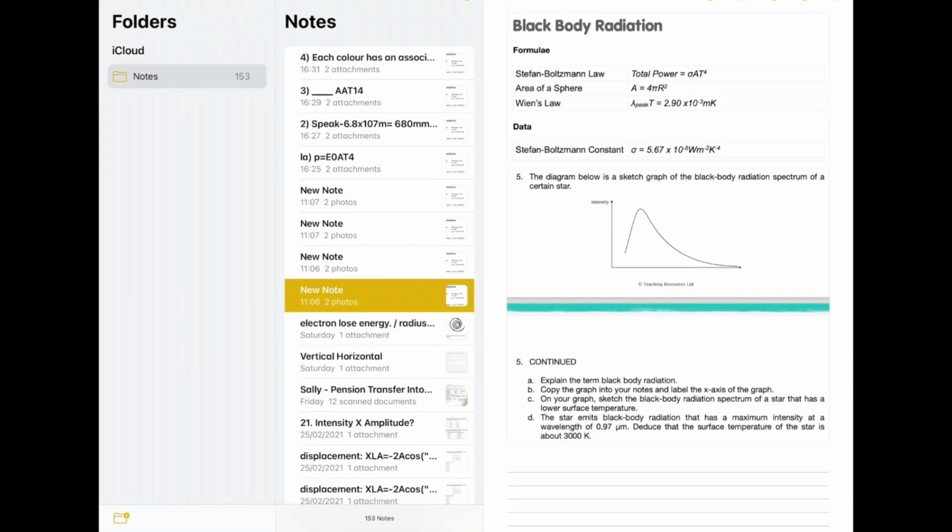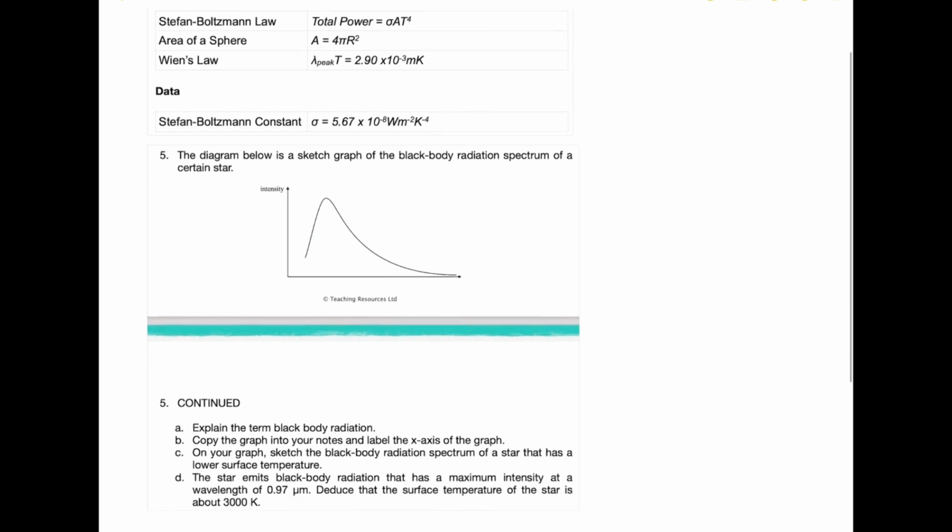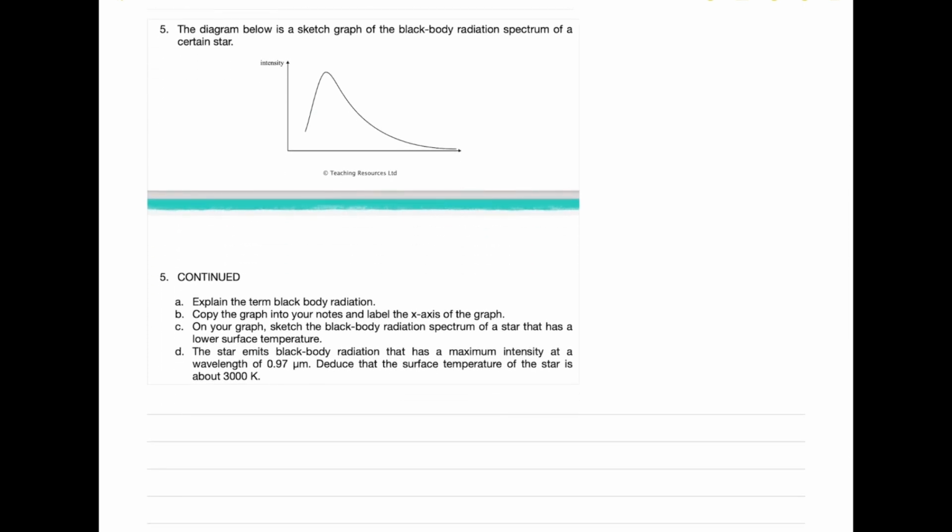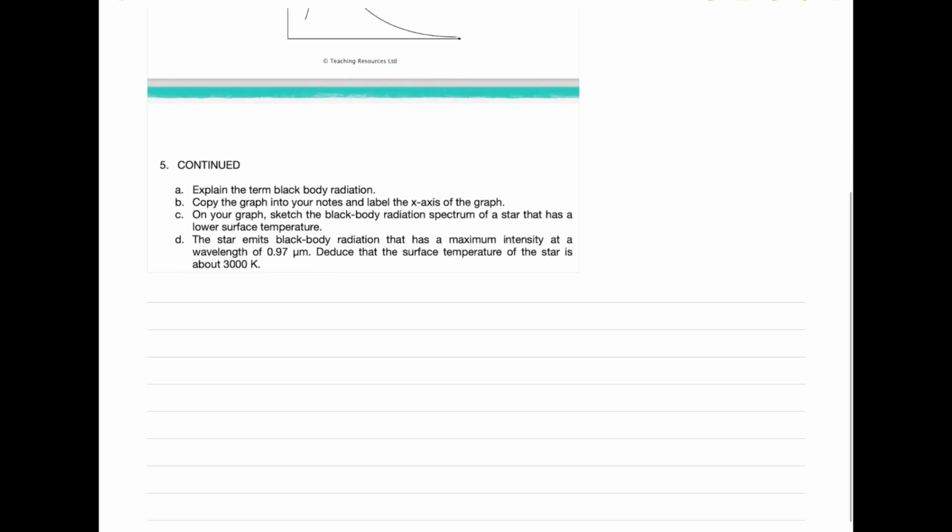Are we on question 5? Yep, question 5. So question 5, the diagram below is a sketch graph of the black body radiation spectrum of a certain star. Explain the term black body radiation. Okay, so black body radiation is the radiation from a perfect emitter. Now you may ask, what is a perfect emitter? Well, a perfect emitter is a black body.